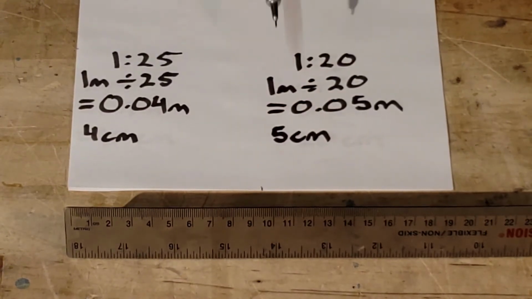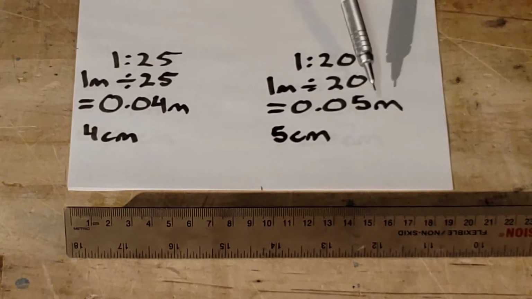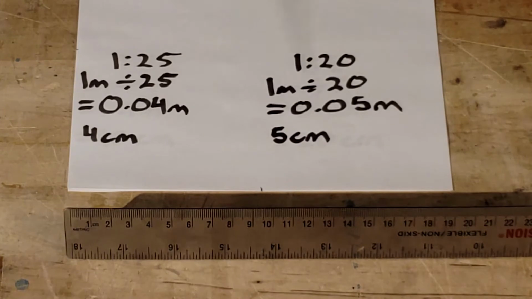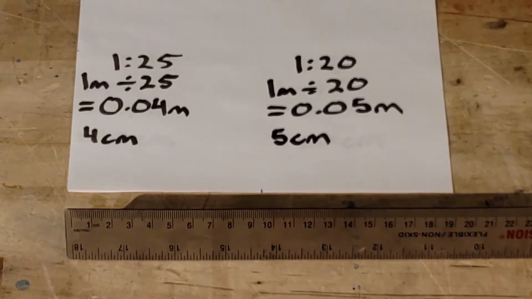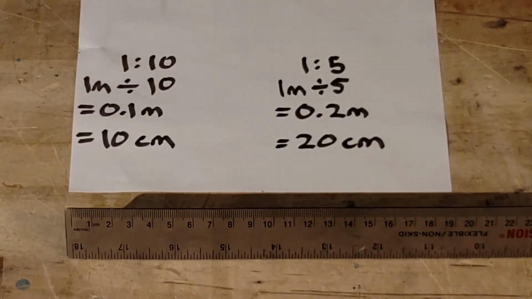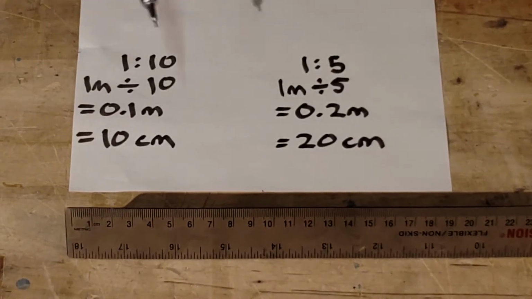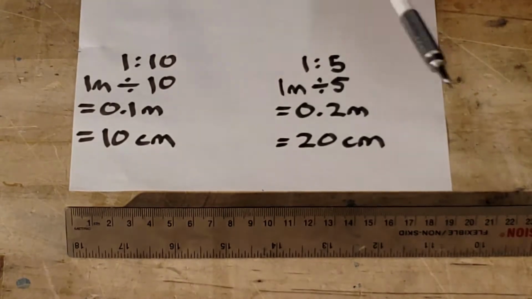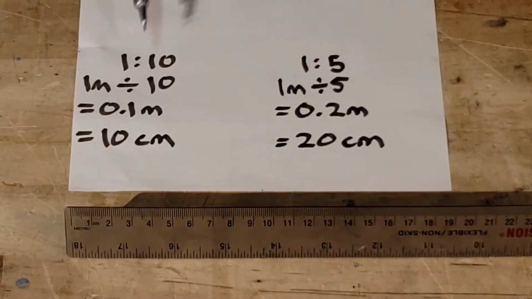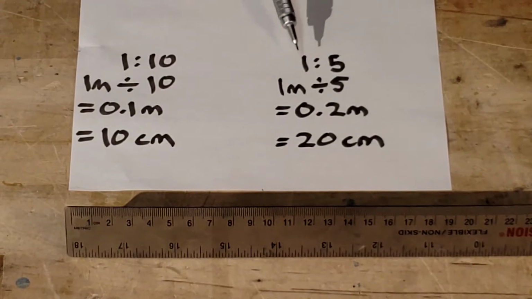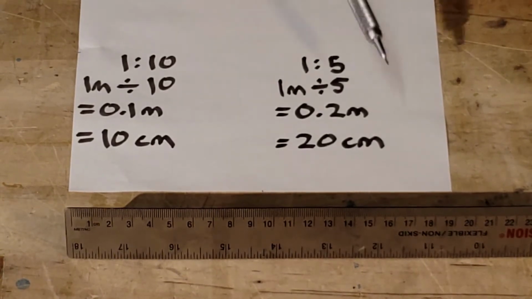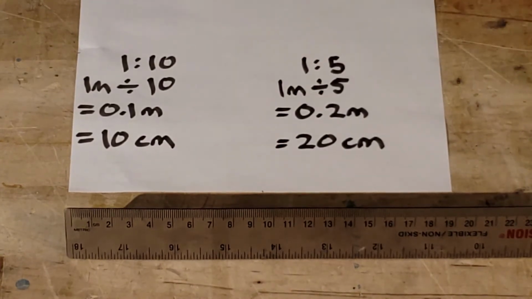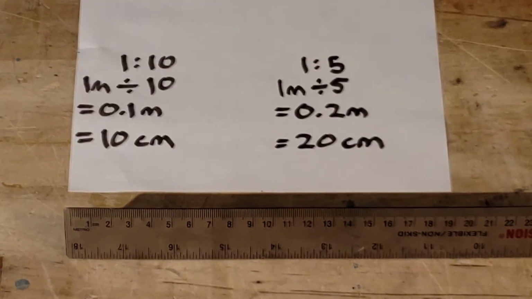For 1 to 20, 1 meter divided by 20 gives us 0.05 meters, which is the same as 5 centimeters. So every 5 centimeters on this ruler is 1 meter at 1 to 20. Finally, for 1 to 10, 1 meter divided by 10 gives us 0.1 meters, which is 10 centimeters. So every 10 centimeters on this ruler is 1 meter at 1 to 10. For 1 to 5, 1 meter divided by 5 gives us 0.2 meters, which is 20 centimeters. So every 20 centimeters on this ruler is 1 meter at 1 to 5.